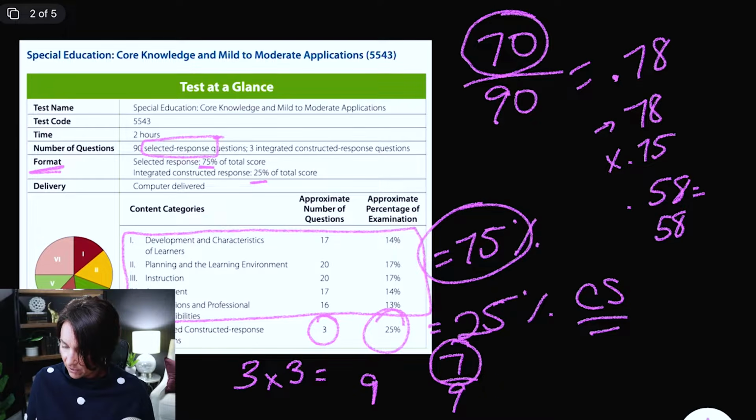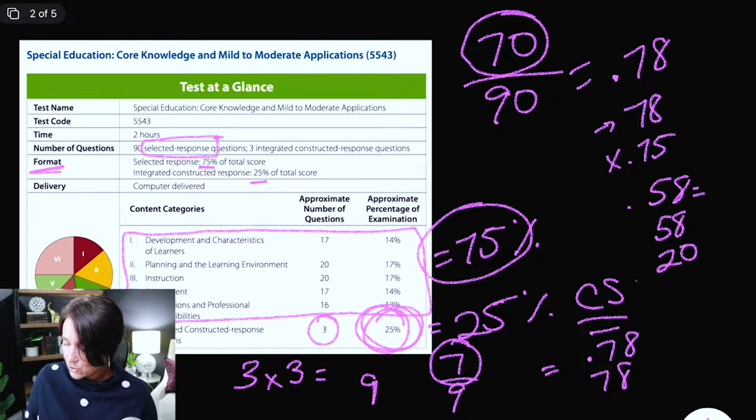Now again, raw scores are not used. They're going to put some sort of weighted scale score on it. But the way we've kind of figured that out is you take your raw score for the constructed response, which is a 7, divide that by the total, which is 9, and it's the same as above, because 70 over 90, I get 0.78. I'm going to drop that decimal and make it 78. All right, so now I'm going to take 78 and multiply that by 0.25 because it's 25%, and I get a 19.5. Let's just round that to a 20.